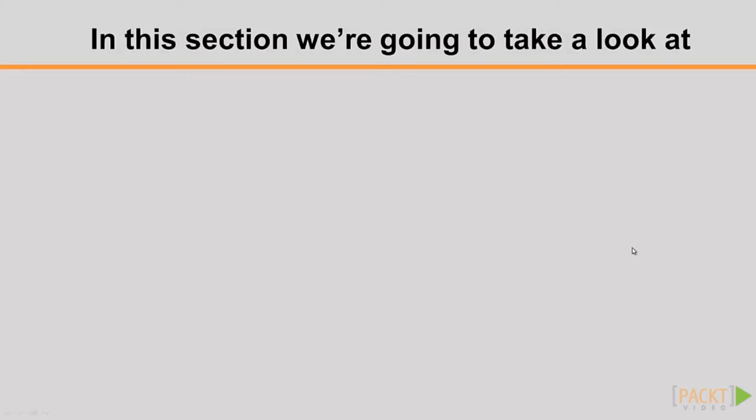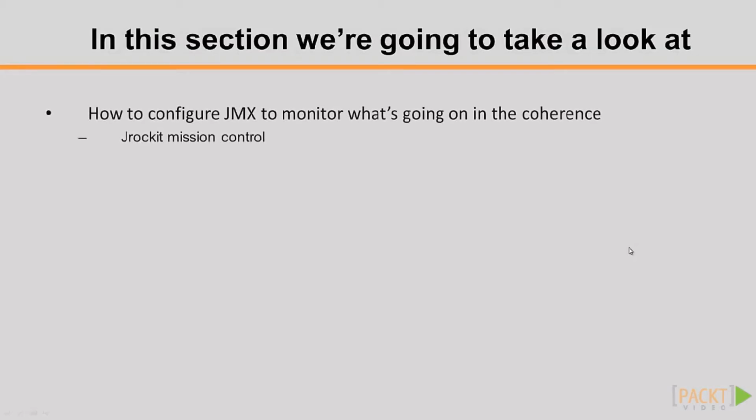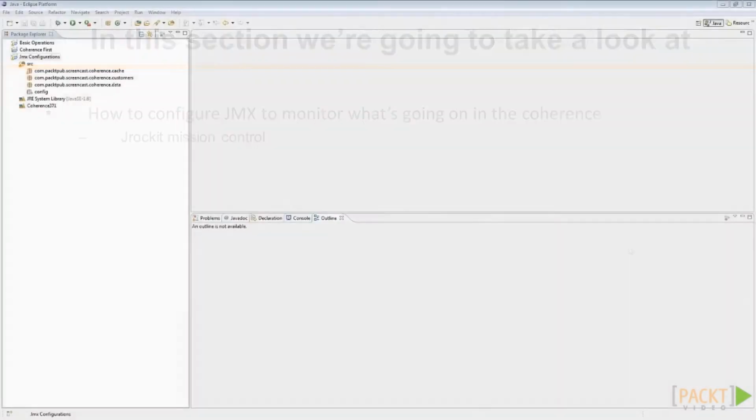So far, we created an Eclipse project and performed various tasks against the cache. In this video, we're going to look at how to configure JMX to monitor what's going on in Coherence and how to use the JRocket mission control feature. First of all, I should mention that all JMX configurations are disabled by default. To enable them, you need to configure the operational configuration file.